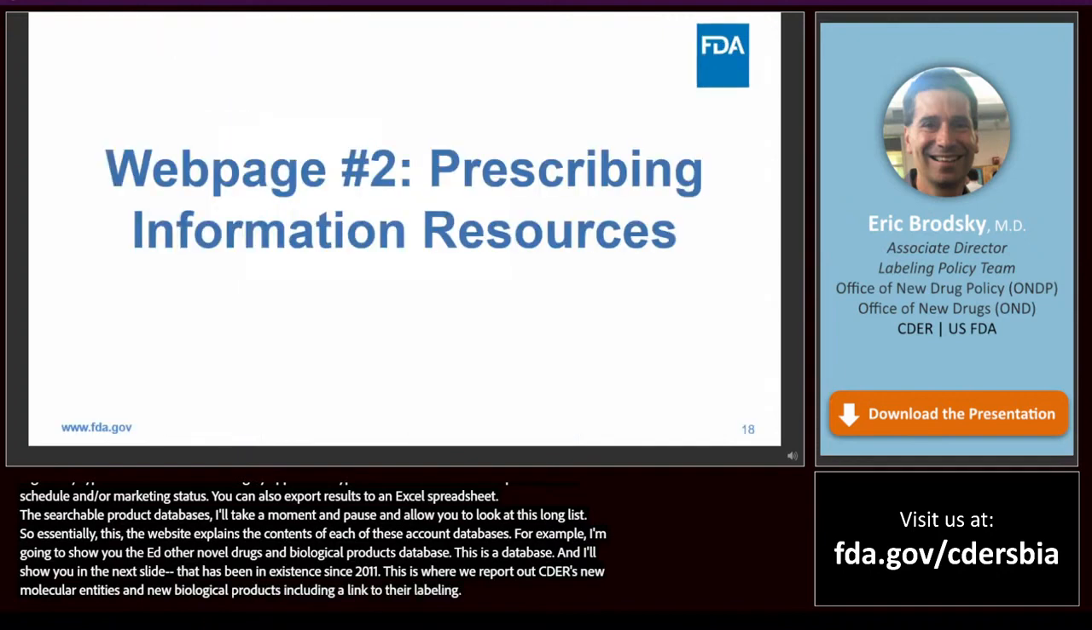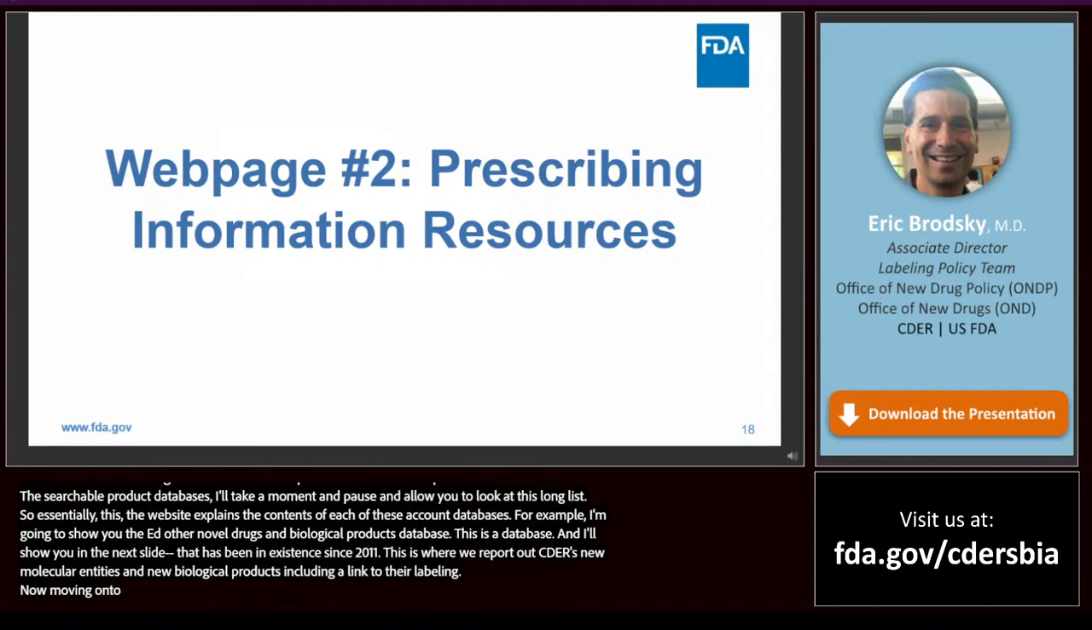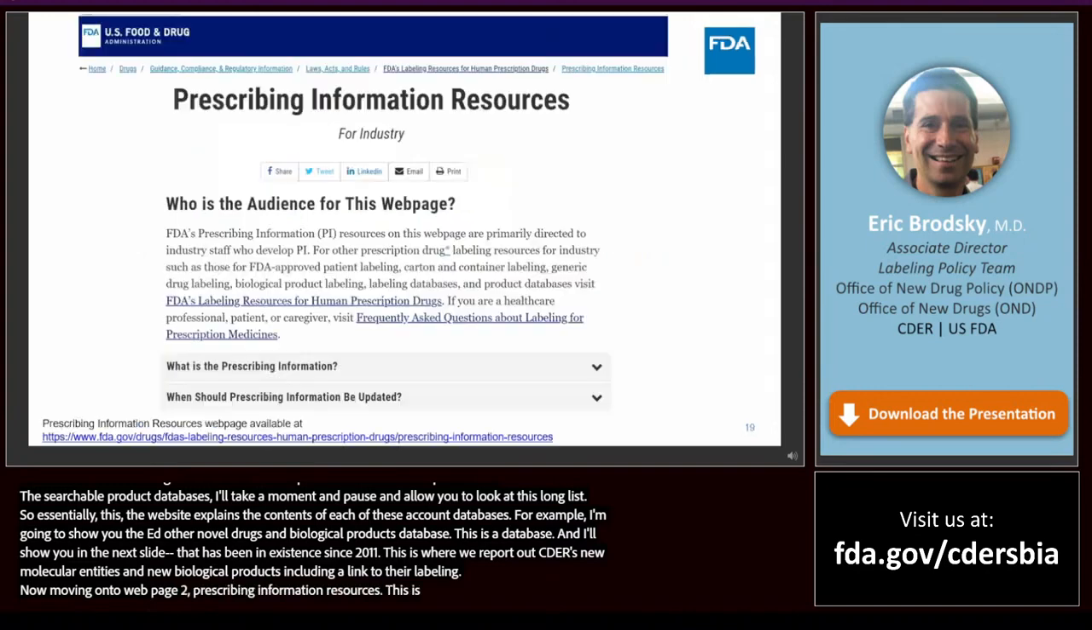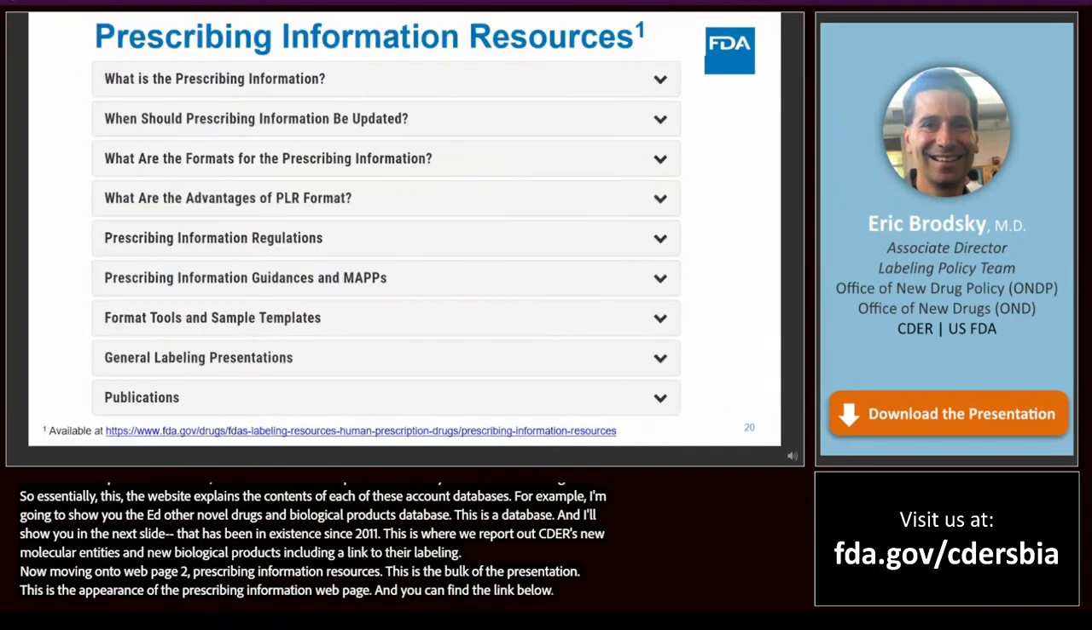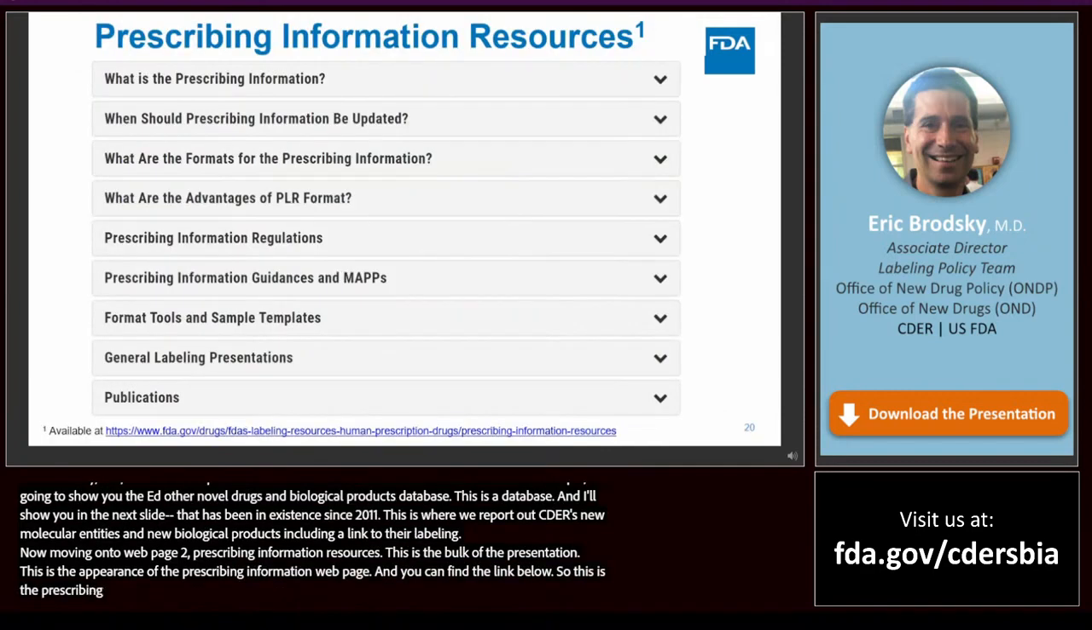Now moving on to web page 2, prescribing information resources. This is the bulk of the presentation. This is the appearance of the prescribing information resources webpage. And you can find the link below. So this is the prescribing information resources webpage. Take a look at the content at the beginning of the webpage. I'll pause.